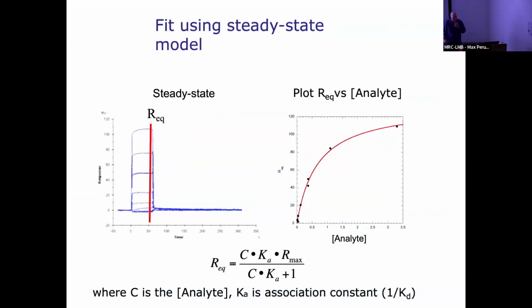Okay, so for equilibrium binding, all you have to do is take what that equilibrium response is, fit that against the concentration of your analyte, and then a simple equation gives you 1 over the dissociation constant, which is called the association constant. Kinetics is a bit more complicated. Okay, so trigger warning, there's going to be some equations.